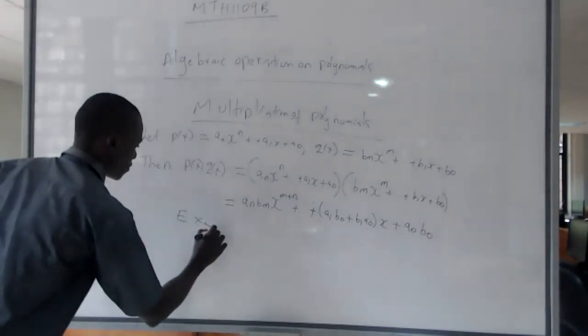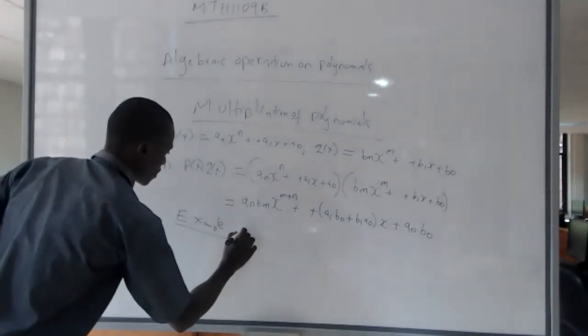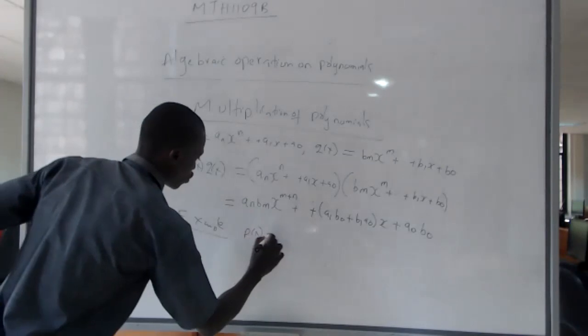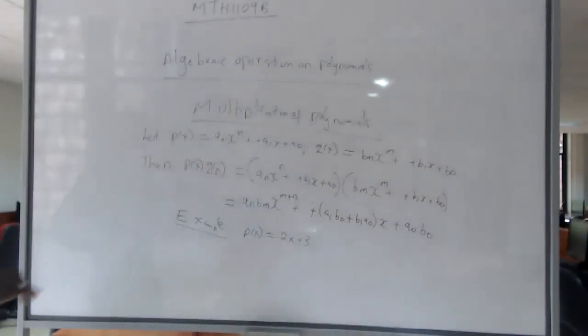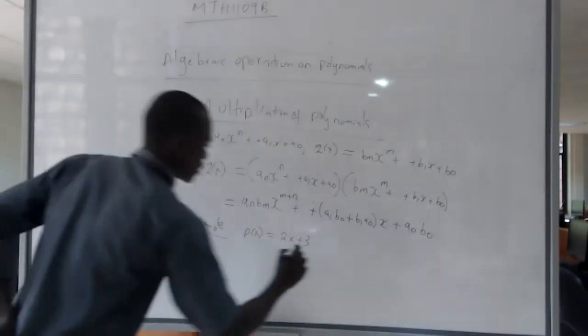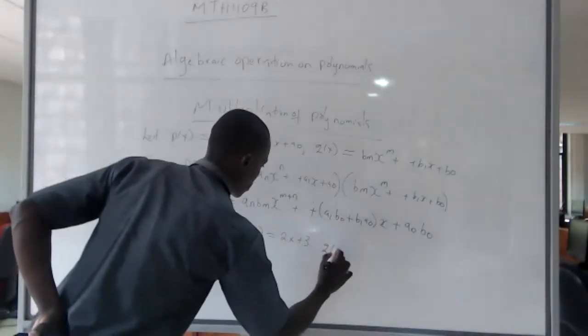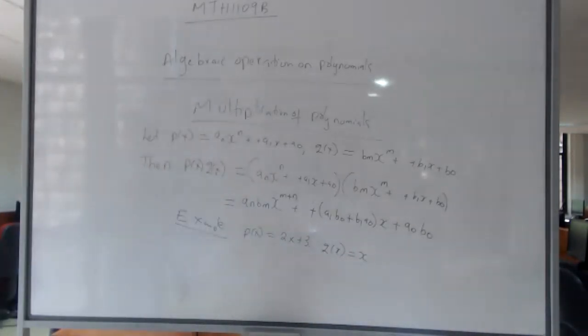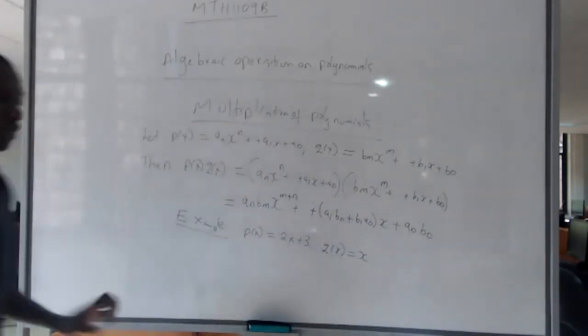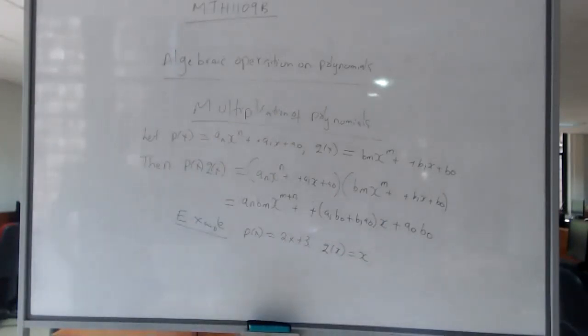Example, take p(x) to be 2x plus 3. I want to start with the simplest example. And then take q(x) to be, let's say, x. So here I have to give more examples because things might get complicated from here.